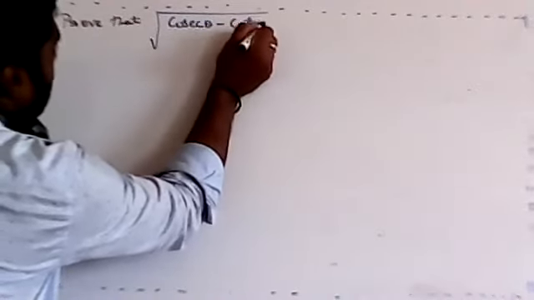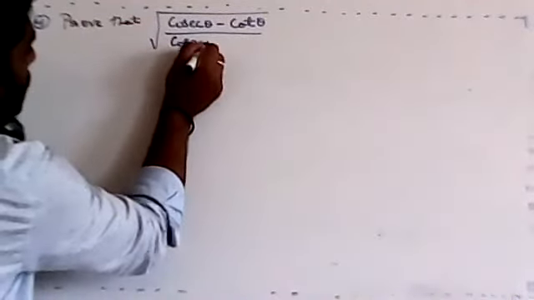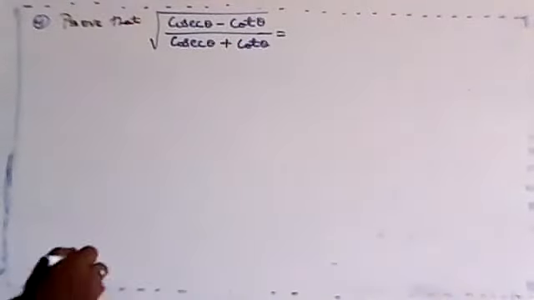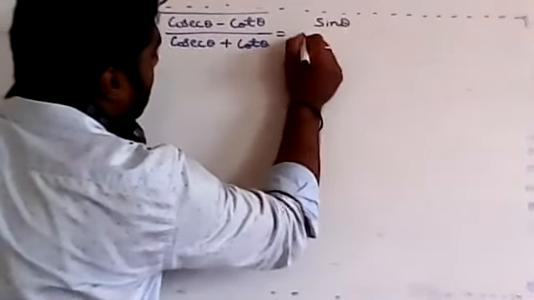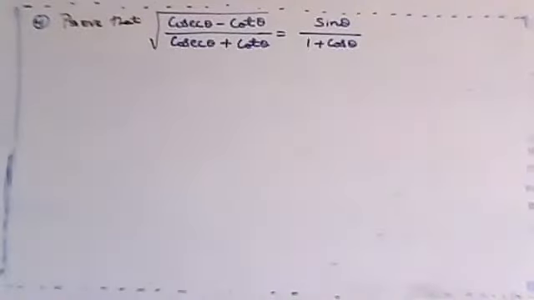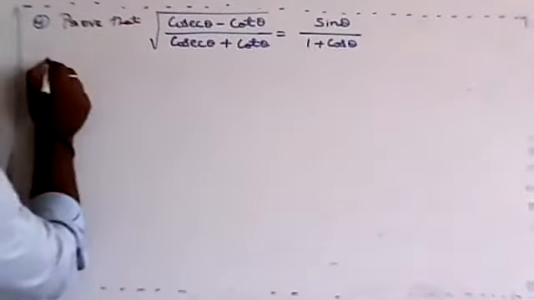So the fifth one, prove that square root of cosecant theta minus cot of theta divided by cosec theta plus cot theta, which is equal to sine theta by 1 plus cos of theta. Okay. Now tell me how I'm going to solve this one. How will we solve this problem? So just LHS side, they have given this one. So I'm writing that one.